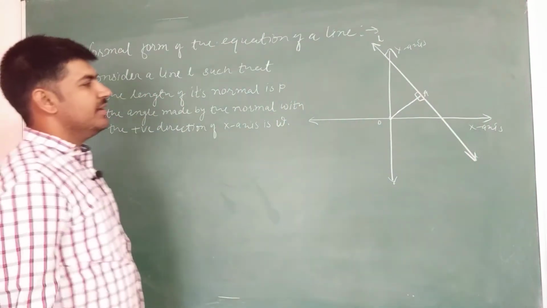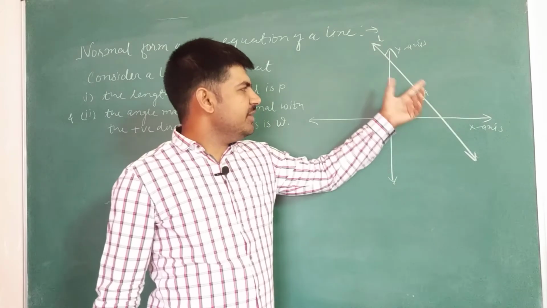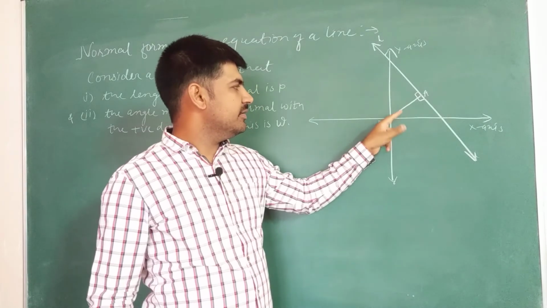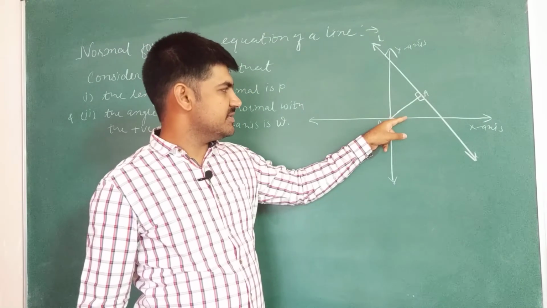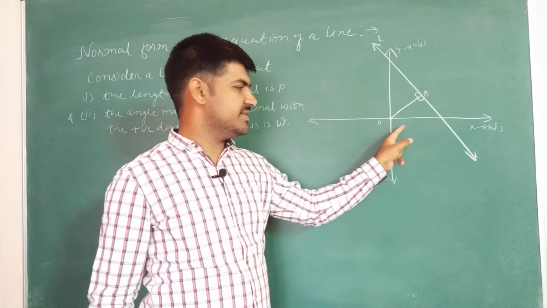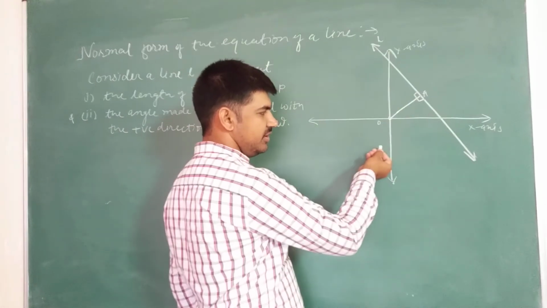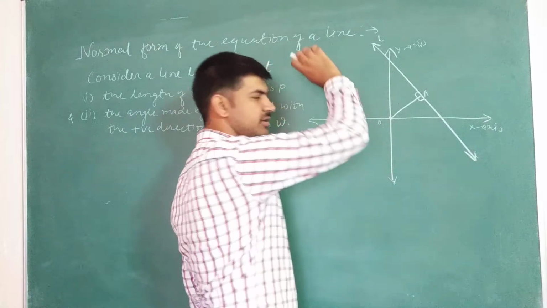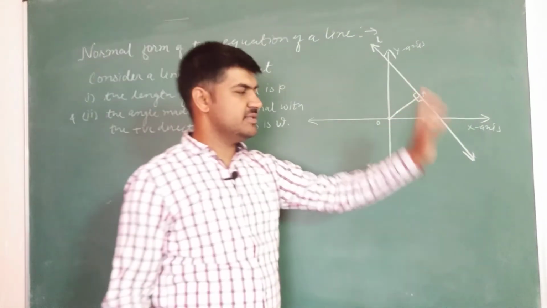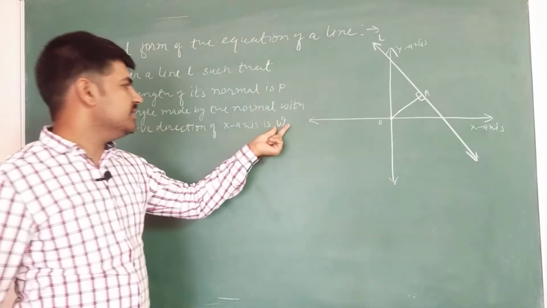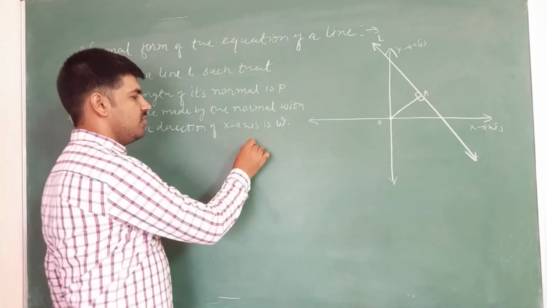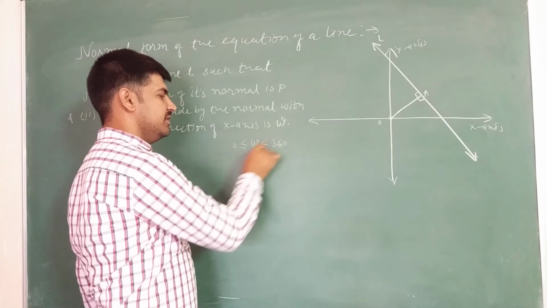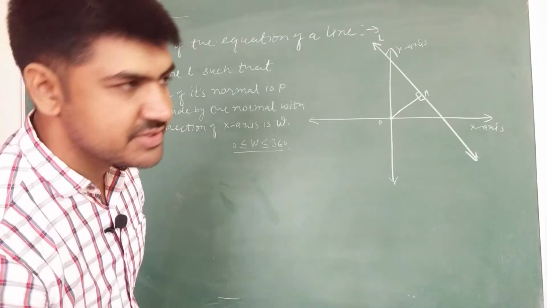Now, the line may be drawn in any form in this Cartesian plane. The angle made by the normal with the positive direction of x-axis may be from 0 degree to 360 degree. If I draw a line over here, the normal will be obviously this, and the angle made by the normal with the positive direction of x-axis will be more than 270 and less than 360. So the range of omega is, omega can be greater than or equal to 0 and less than or equal to 360 degree. This you need to keep in your mind. Later we will discuss it more.